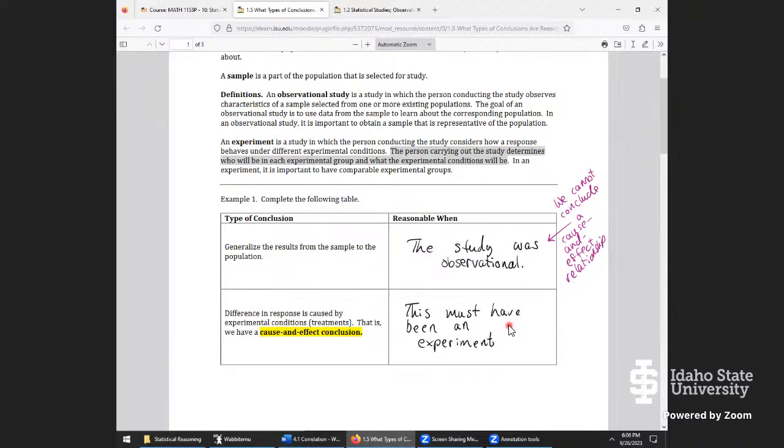And this one wasn't. We have 13 of the top paying companies, but we didn't split them into a treatment group and a control group. There was no placebo. We just observed the data that was already there. That means this was an observational study, and any conclusion that even hints at cause and effect is just completely off of the table on this.